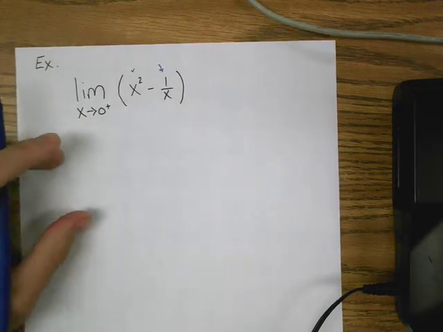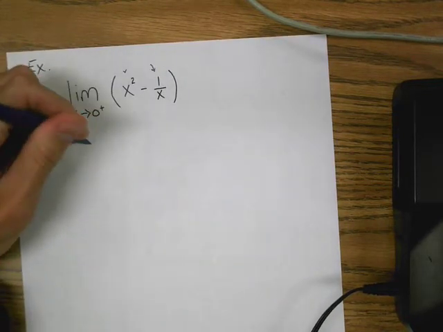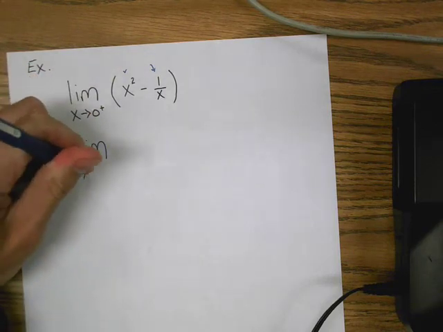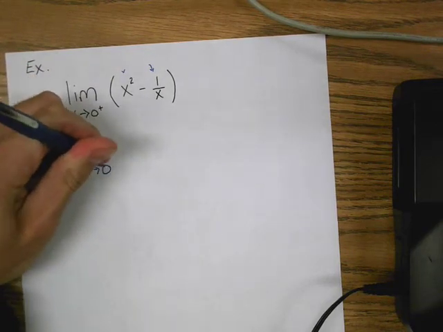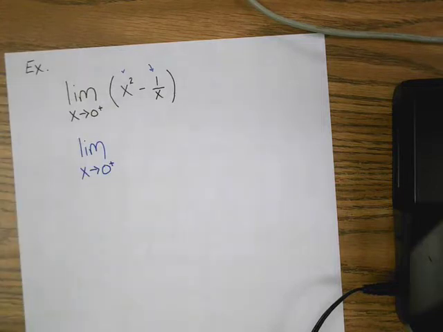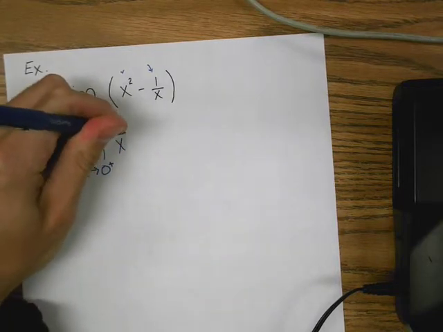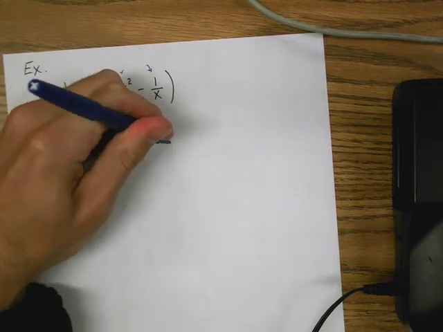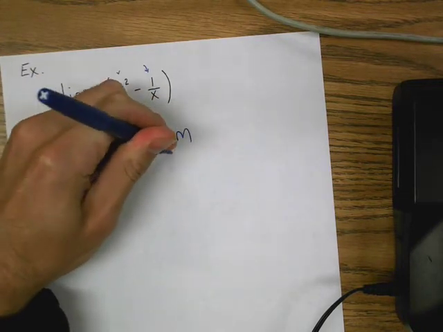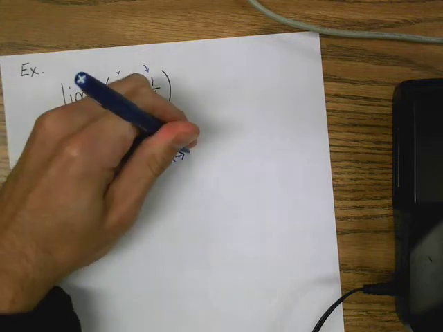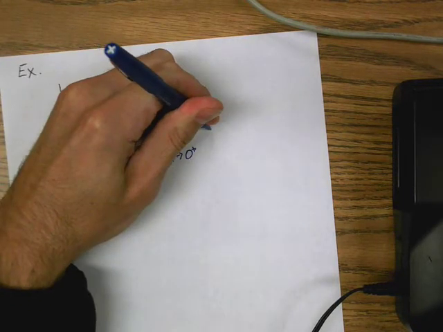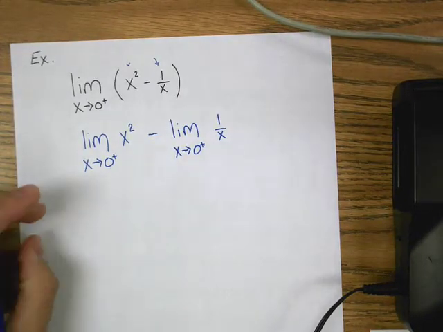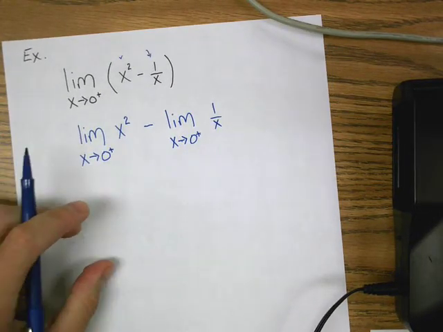So what I'm going to do to start is just use my rules of limits, knowing that I can divide this up into two pieces here. The limit as x approaches 0 from the positive side of my first term, x squared, minus the limit as x approaches 0 from the positive side of 1 over x. Okay, that allows me to look at each one separately and see what's going on here.